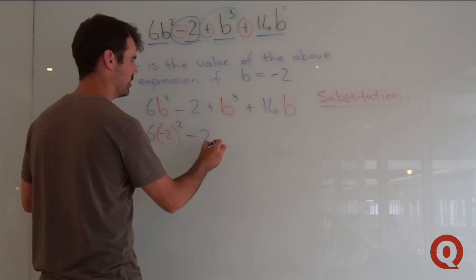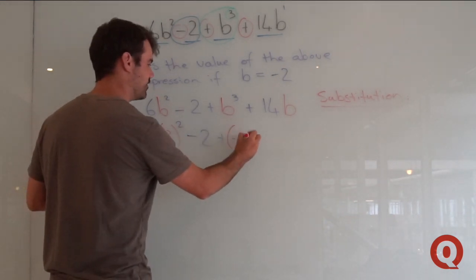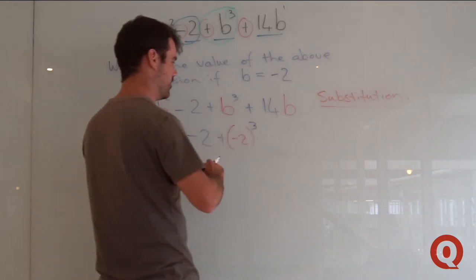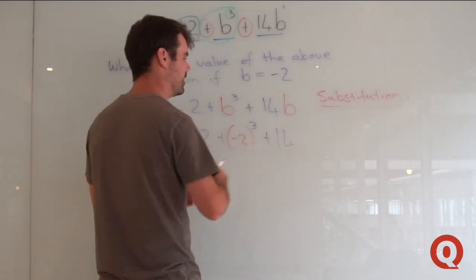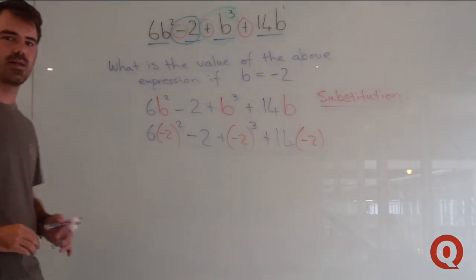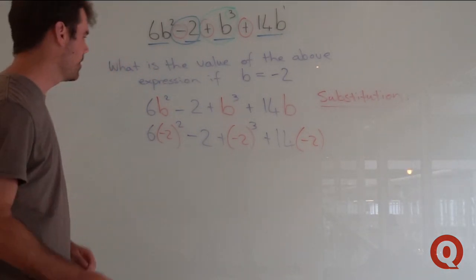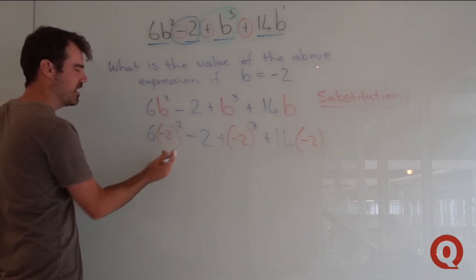Minus 2 plus, here's my b, bracket, negative 2, close it up, power it up with the 3. And we go plus 14, oh, there's another b, bracket, negative 2. Right, step by step, always the best. Now I need to multiply this out. So, I have 6 bracket negative 2 to the power of 2.